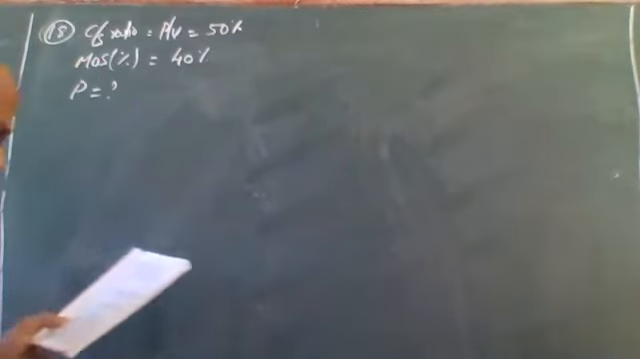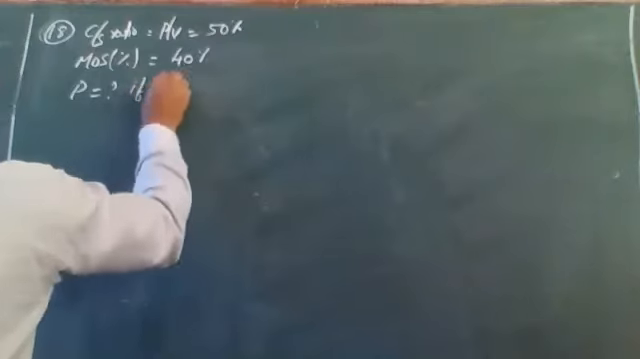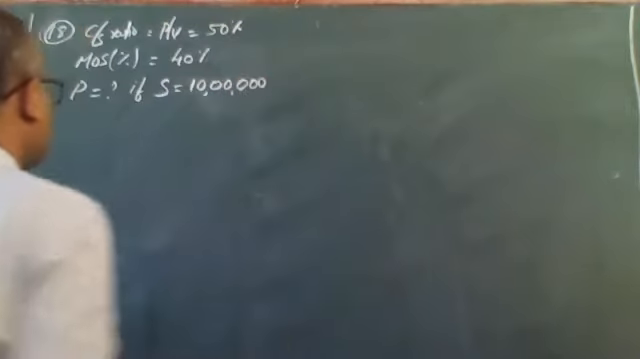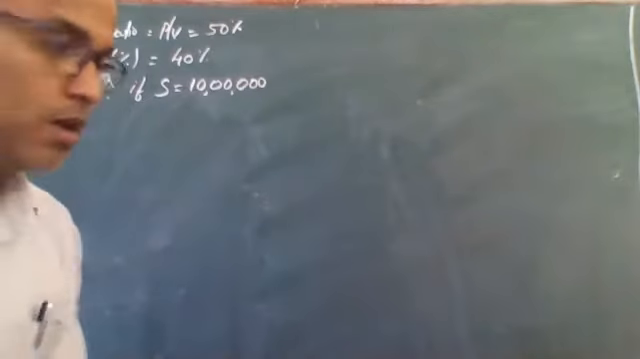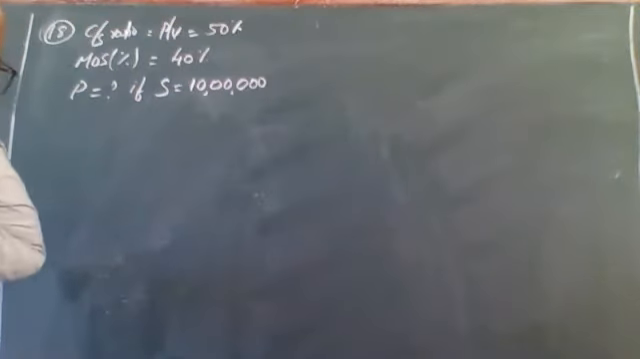So profit is how much, if the sales volume is 10 lakhs? This is the question. What is given to us? He gave you two calculated figures. One is the PV ratio, which is calculated. MOS percentage is also calculated.